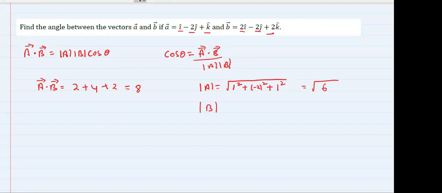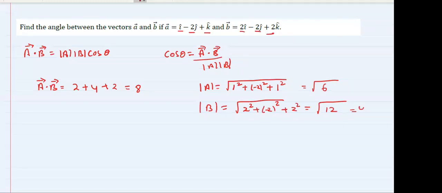What is mod of B? Root of 2 square plus minus 2 square plus 2 square. So can you just write it like this? Root of 12. Everyone is getting this, which is nothing but, yeah. So this is 2 root 3.